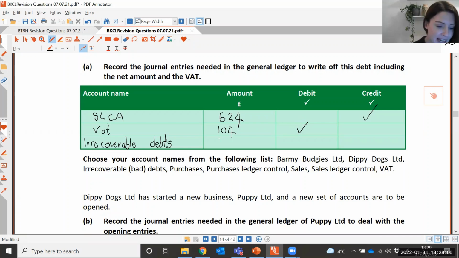And then, yeah, the net 520 would be a debit. Yeah, because originally we expected it to be revenue. Yeah, so remember, in the expense account, irrecoverable debt, it's an expense, it's increased, so it's a debit.